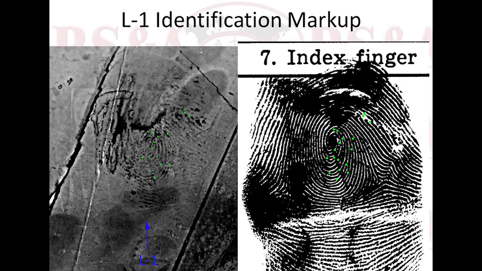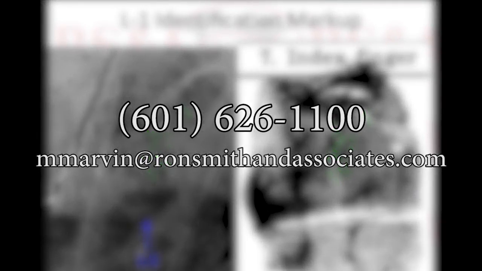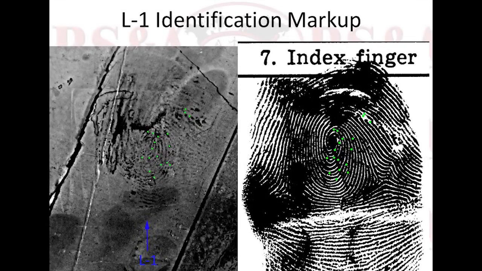If you would like a copy of the images and you don't have them, we're happy to provide them. I don't generally provide my markup because I want people to do their own markups, but I'm happy to provide the other images in the case, and everybody's welcome to just contact me for those images. You can reach me at our main office phone number, which is 601-626-1100, or you can email me at mmarvin@ronsmithandassociates.com.